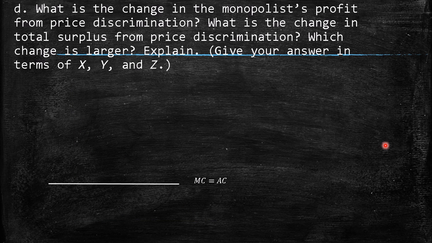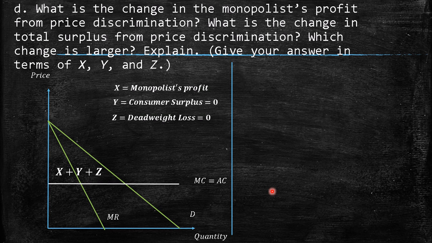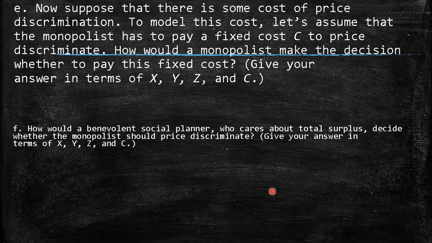D part, what is the change in the monopolist's profit from price discrimination? What is the change in total surplus from price discrimination? Which change is larger? Explain. So here we have again the parts. This should be X plus Y plus Z, the total monopolist profit. So it's not going to be just X, it's going to be X plus Y plus Z. Before discriminating, X was the monopolist's profit, Y was the consumer surplus, and Z the deadweight loss. After discriminating, the monopolist gets X plus Y plus Z.